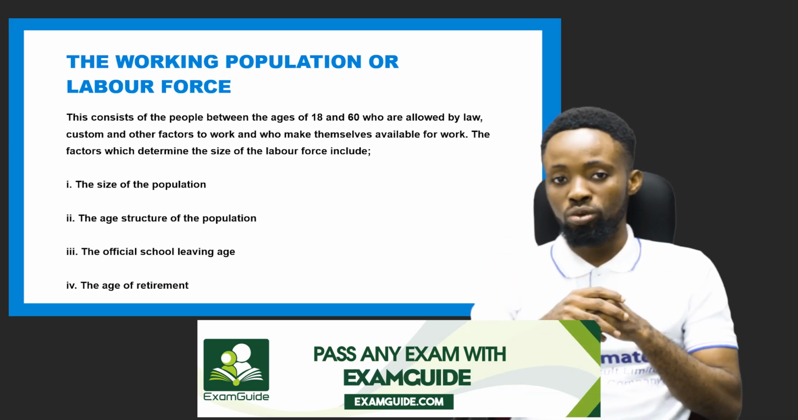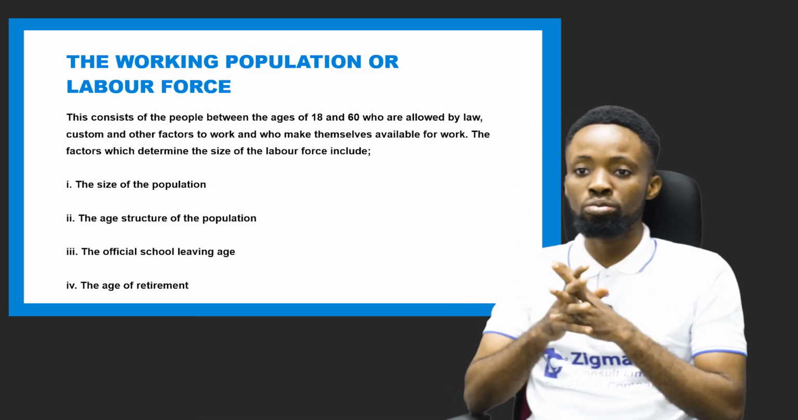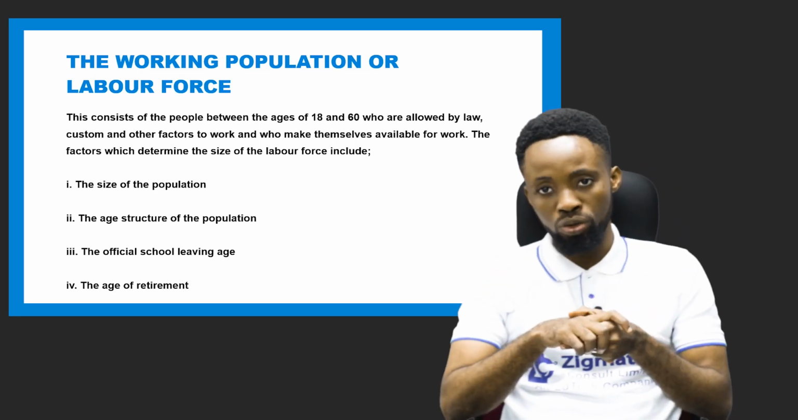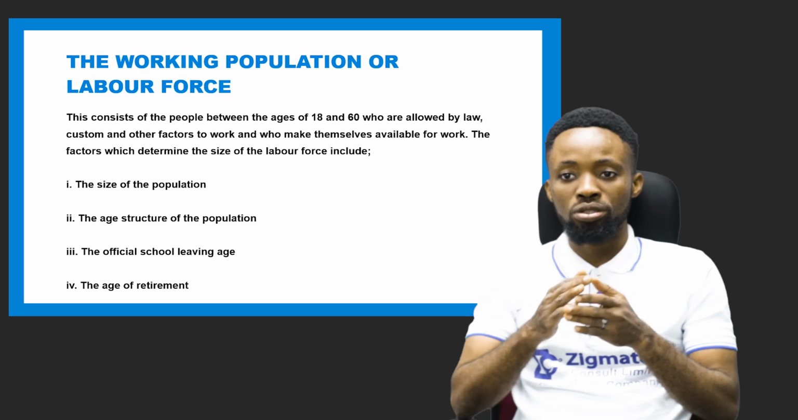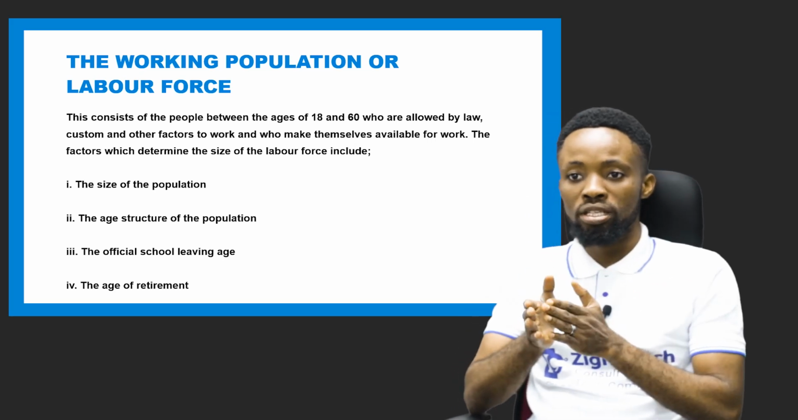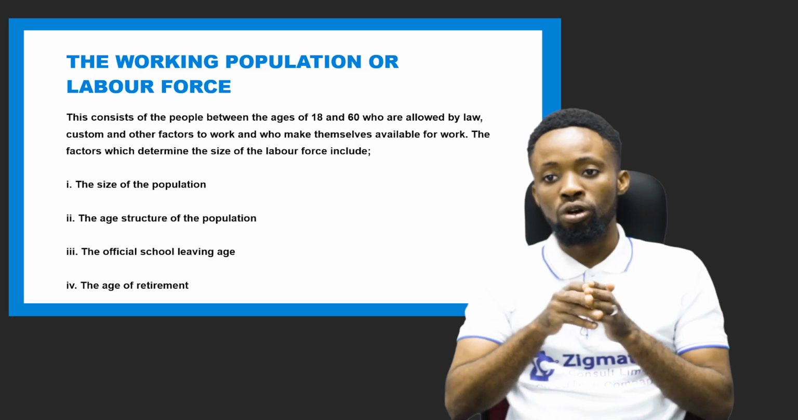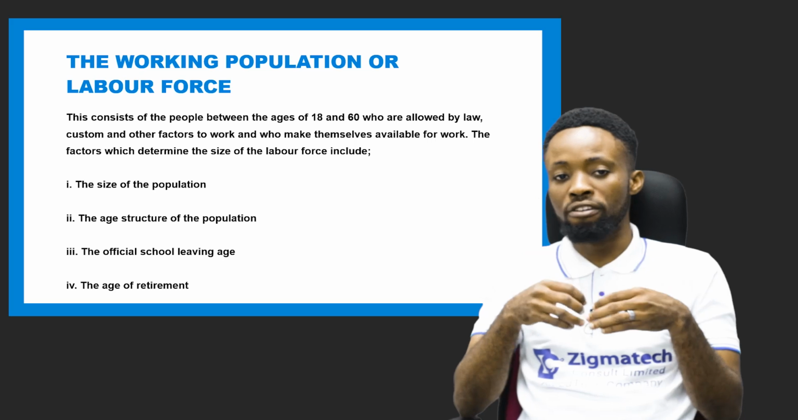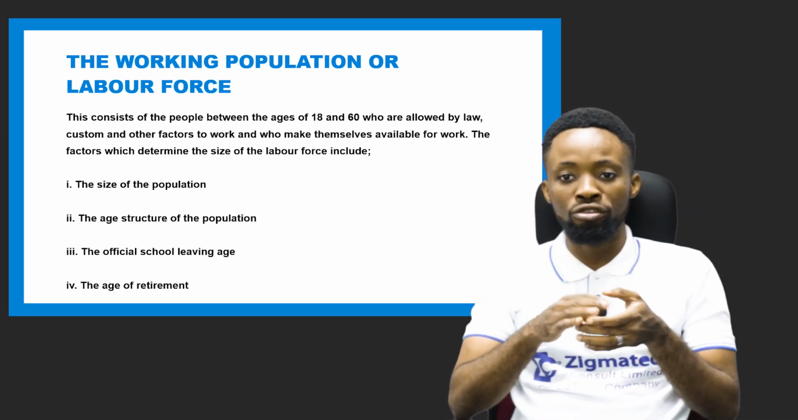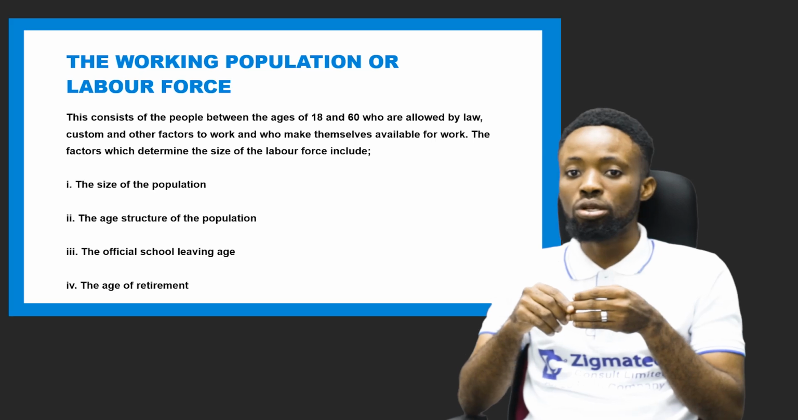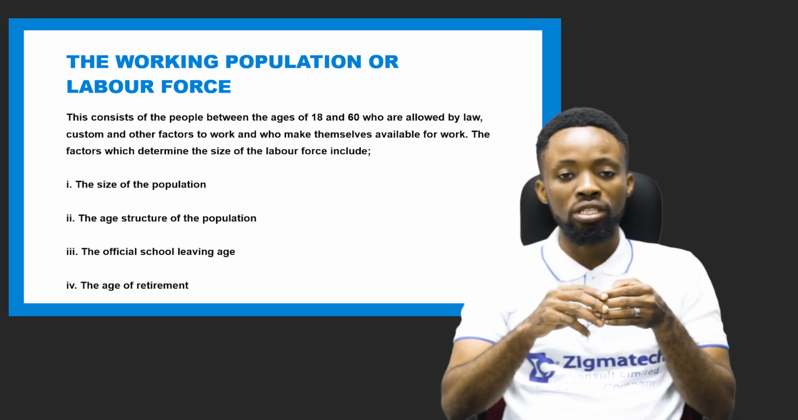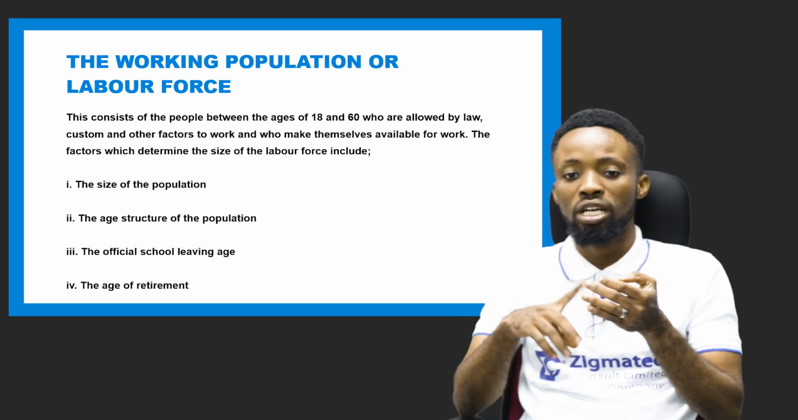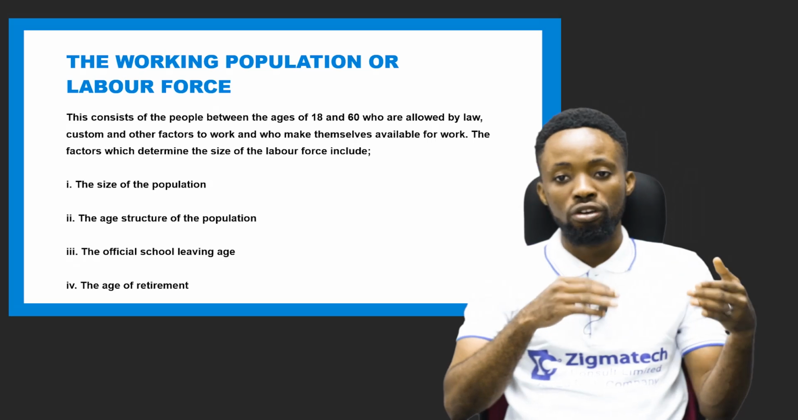Now, when we talk about the working population, we are talking about the people between the ages of 18 and 60 who are allowed by law, customs and other factors to work, and also they make themselves available for work. The factors which can affect the working population or the labor force of a particular place include the size of the population, the age structure of the population, the official school leaving age, and also the age of retirement.